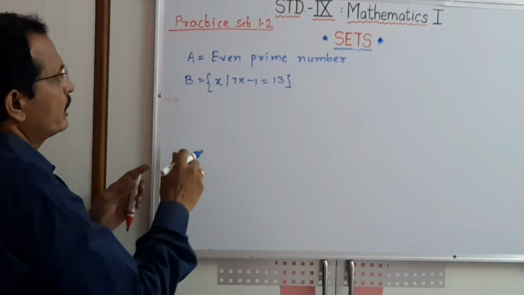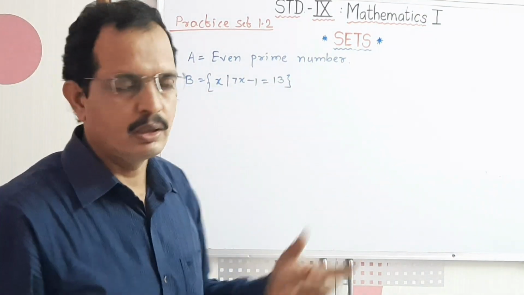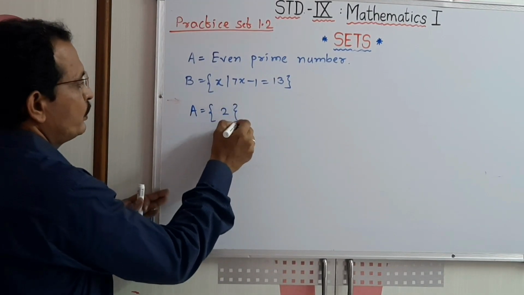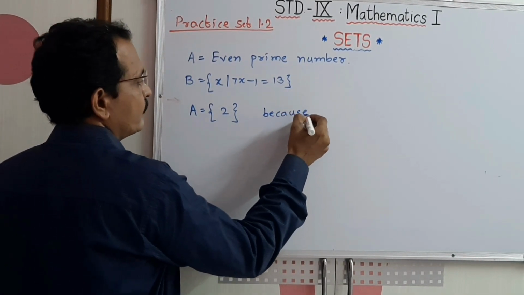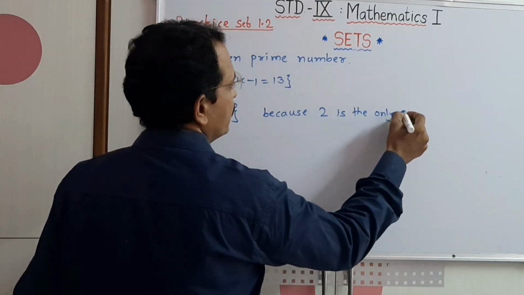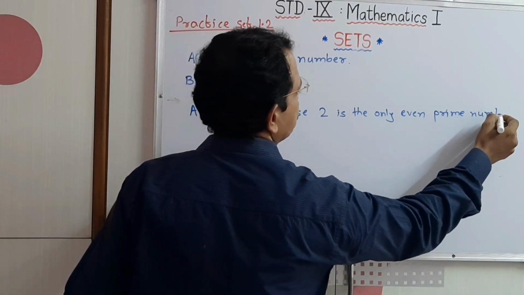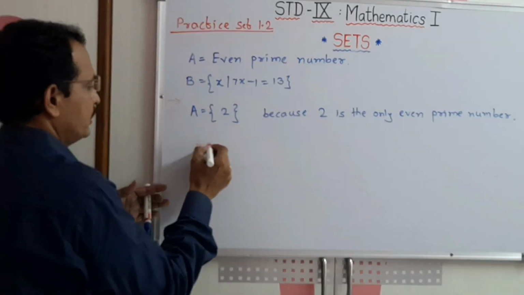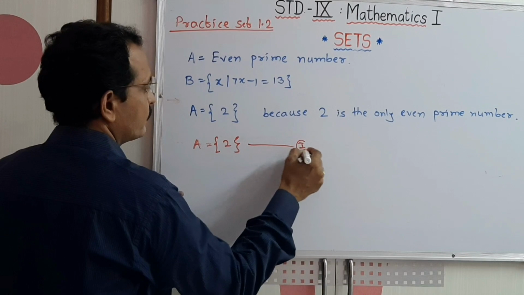Now, all of you know that we have to write the even prime number, and 2 is the only even prime number. Therefore, set A consists of element 2, because 2 is the only even prime number. Therefore, we can write here A is equal to 2. This is our statement number first.